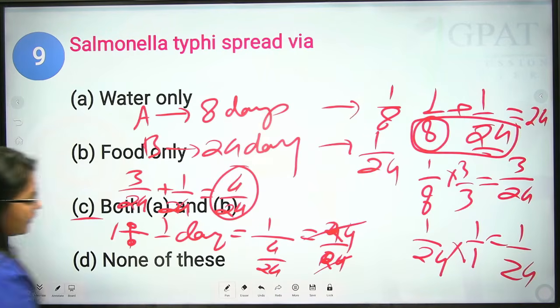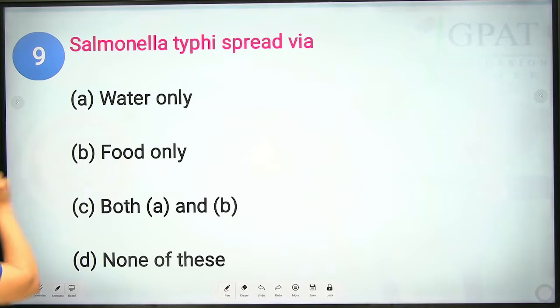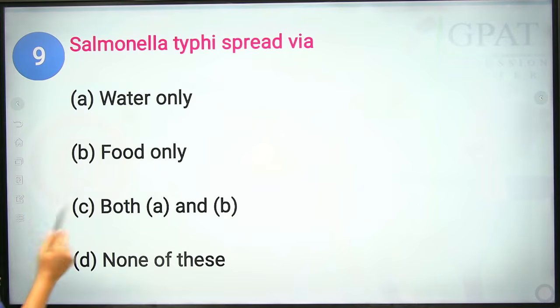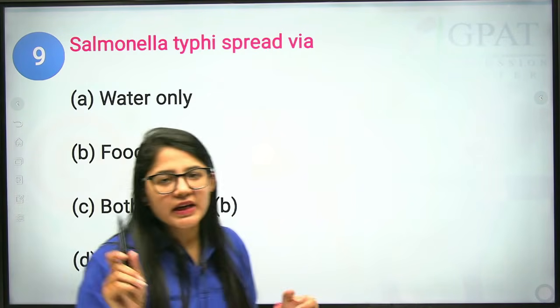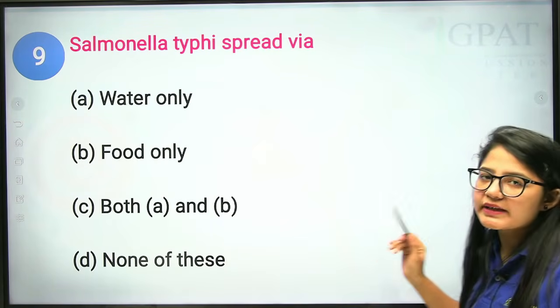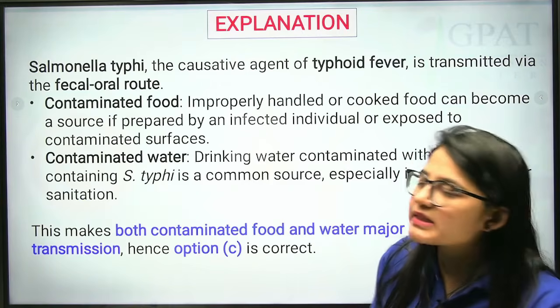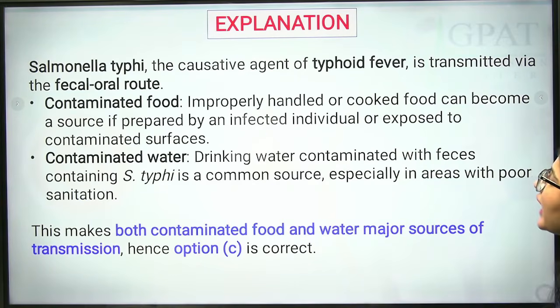Salmonella typhi, which causes what? Typhoid. They are responsible for causing typhoid. So obviously Salmonella typhi is present in both water and contaminated food. Clear? So option C will be the correct answer, that is both A and B.